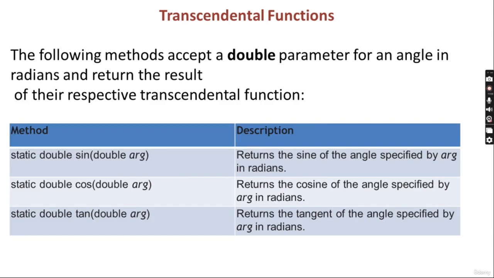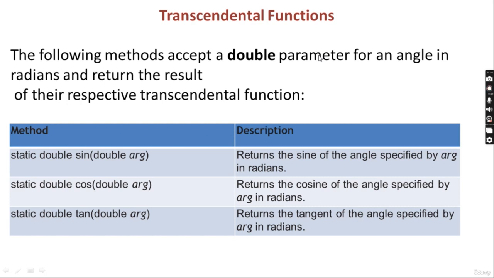Then transcendental functions. The following methods accept a double parameter for an angle in radians and return the result of the respective transcendental function. These methods are nothing but sin, cos and tan that we have already seen in the theory part of mathematics, in school as well as in college. So these are already inbuilt functions. They accept a double parameter for an angle in radians and return the result of the respective transcendental function.